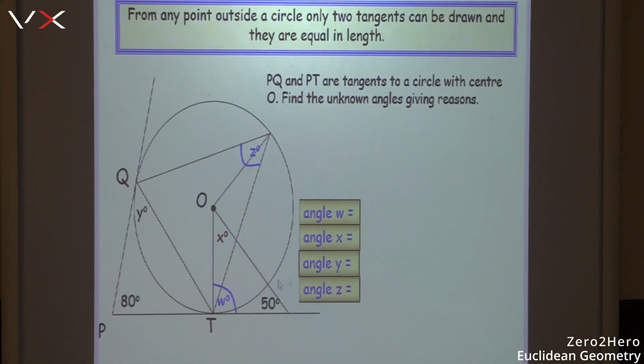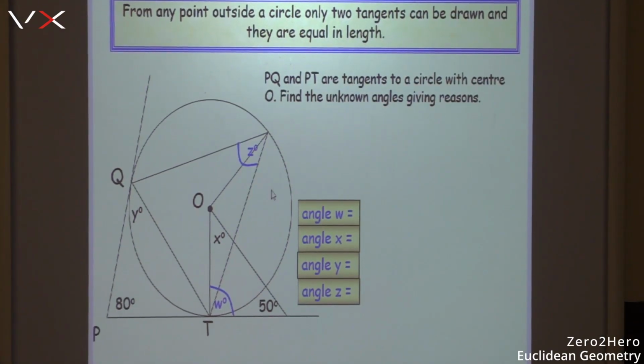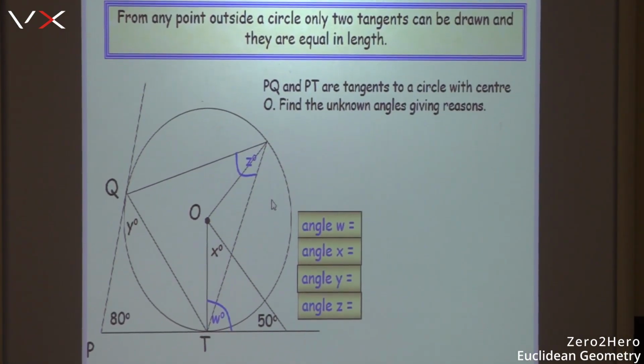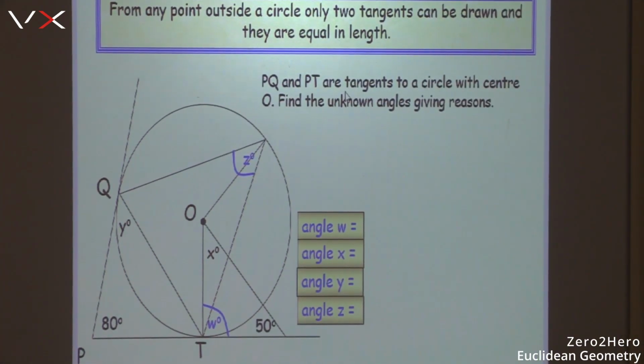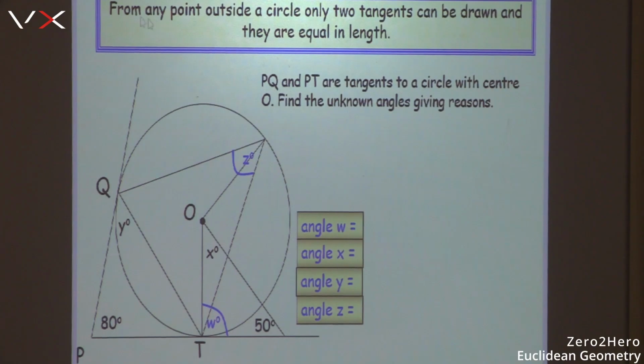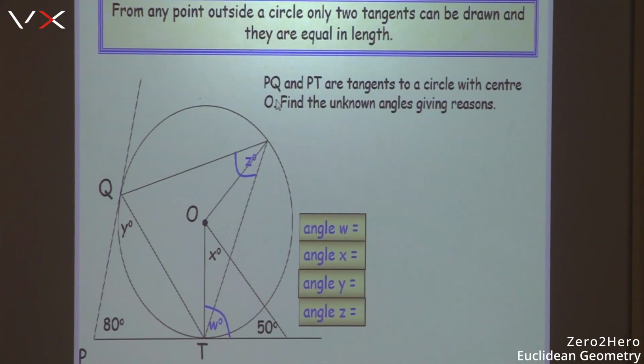Now we are not afraid of these types of problems. We are armed with our theorems. And we know that we will be reading this and it will be directing us to where we find the solution. From any point outside the circle, only two tangents can be drawn and they are equal in length. This is the tangent, this is the tangent. Let's read it. PQ and PT are tangents.